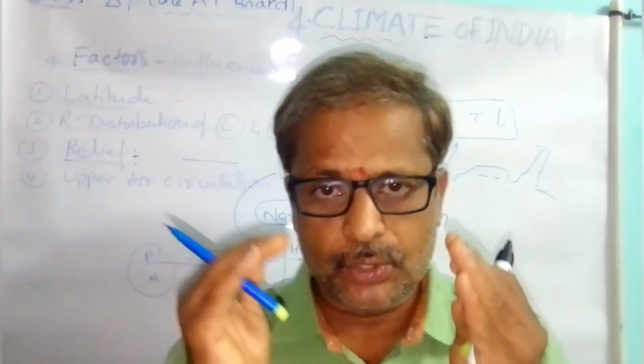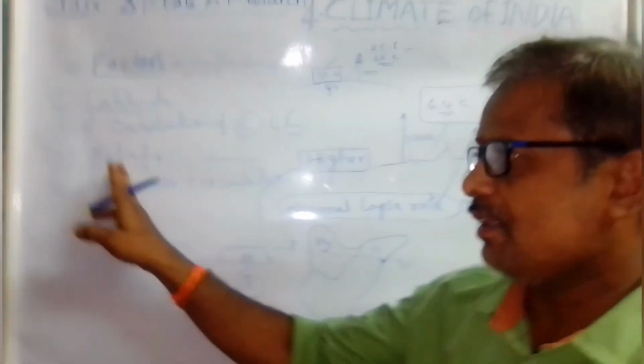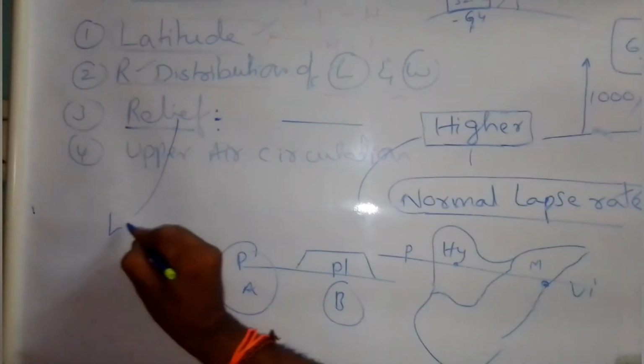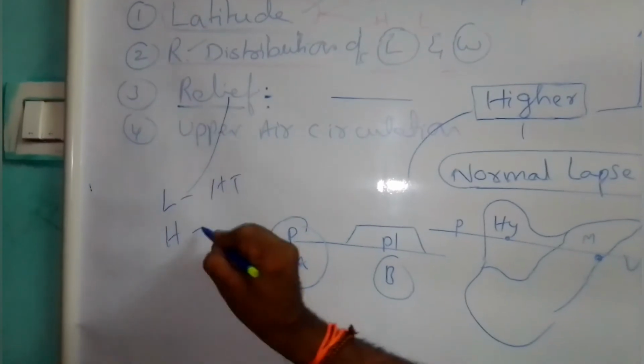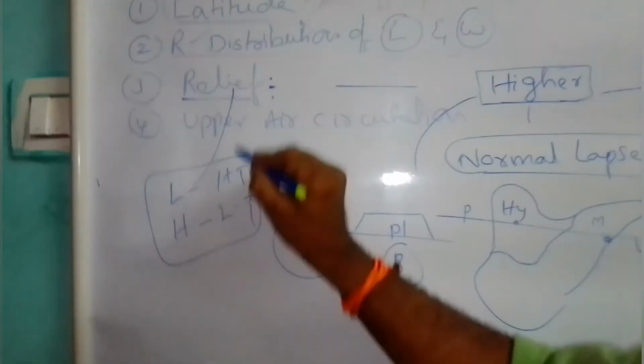So I think you are understanding about the effect of relief. It means all the higher elevation places are receiving lower temperature, whereas lower elevation places are receiving higher temperature. It means lower elevation places have high temperature, higher elevation places have low temperature. This is the effect of relief.